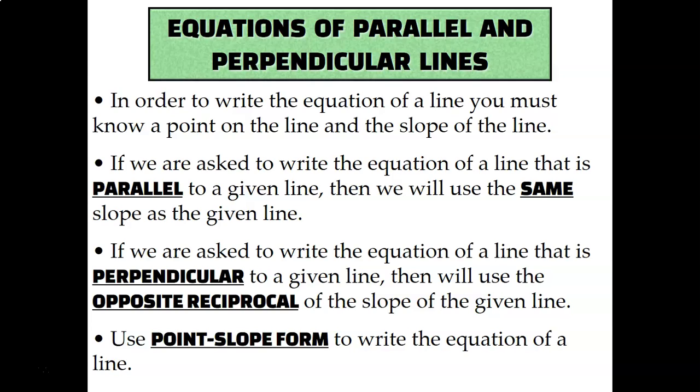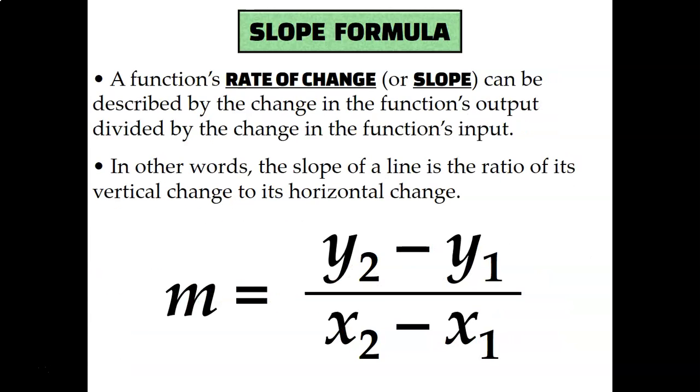Remember from our previous lesson that parallel lines have the same slope and that perpendicular lines have opposite reciprocal slopes. And that to calculate the slope of a line, if you know 2 points on the line, you can use slope formula, which is y2 minus y1 over x2 minus x1.